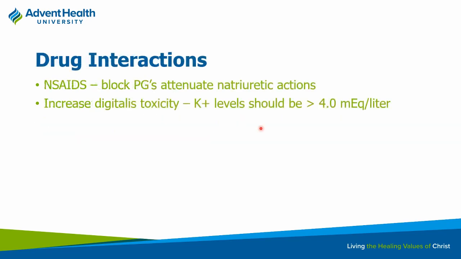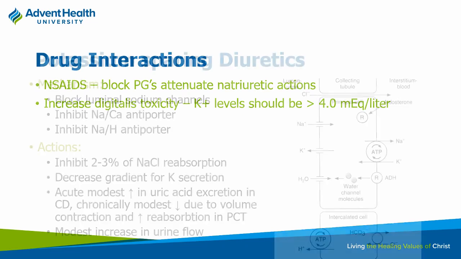Anyway, as I mentioned, you're going to see similar drug interactions as with the other loop diuretics we've already talked about, things like NSAIDs, digoxin toxicity. All that is related back to either effects on the afferent arteriole in the case of NSAIDs or electrolyte disturbances causing issues like antiarrhythmics like digoxin.